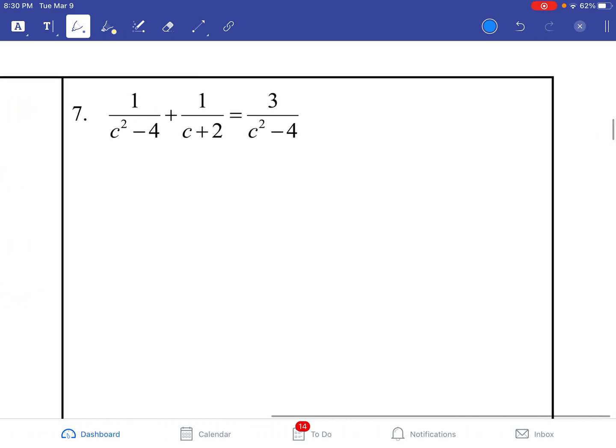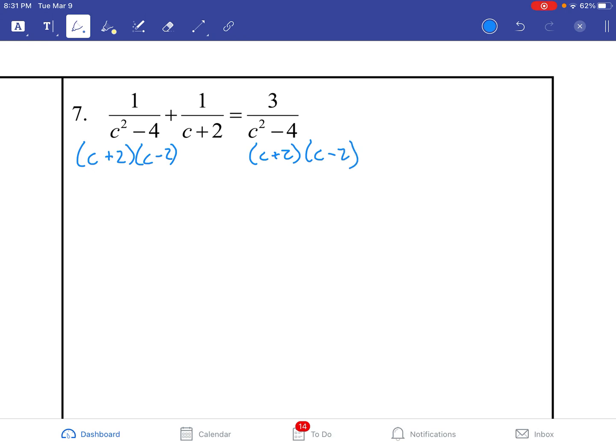Number 7. Again, to find the domain restrictions, we have to factor the denominators first, much like one of the problems above. C squared minus 4 is a difference of 2 squares. C plus 2, C minus 2. Same thing over here. So that means our domain restrictions are going to be based on C plus 2 and C minus 2, which means C cannot equal 2 or negative 2.